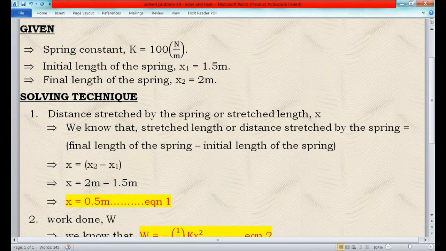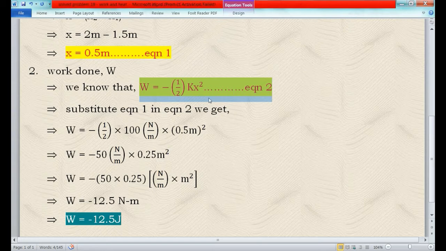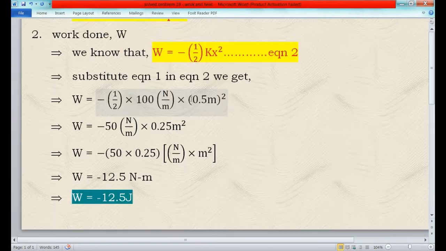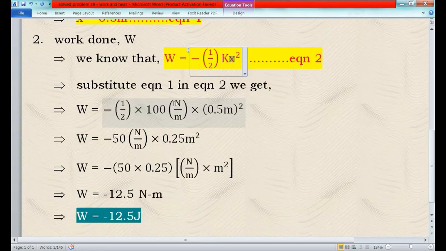Now we will find the value of work done in stretching the linear spring from 1.5 meter to 2 meter. And the universal formula for work done in stretching the spring is given by W is equal to minus of half K x square. And consider this one as equation 2. In equation 2, we know the value of K, which is spring constant, and we know the value of X, which is from equation 1. Okay, just substitute the values in work done formula.